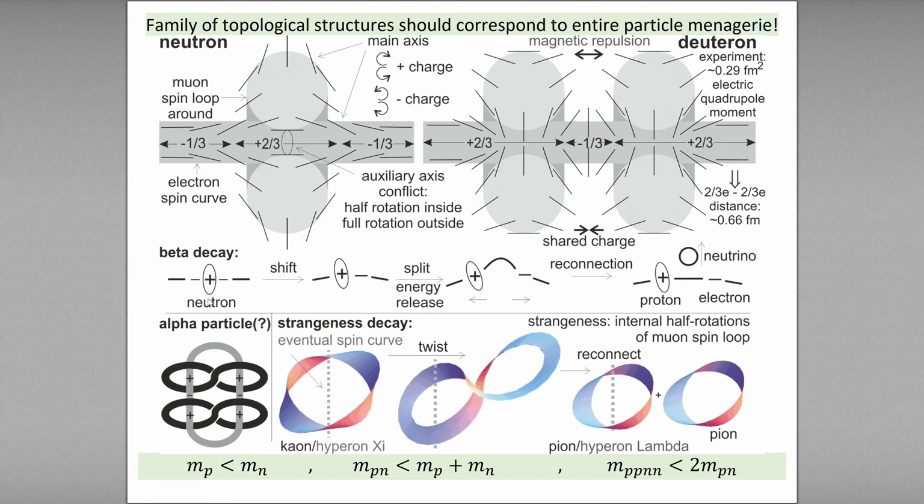Here is some suggestion for beta decay. You have this neutron with this enforced plus in the center, and minuses compensating at the two sides, and then it goes to the proton and releases this energy as a neutrino and gets this minus electron.